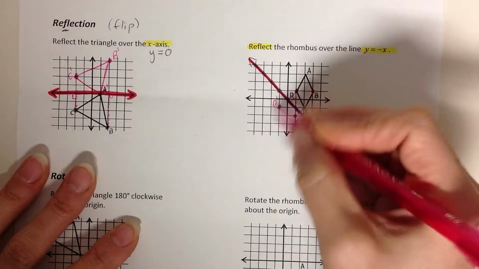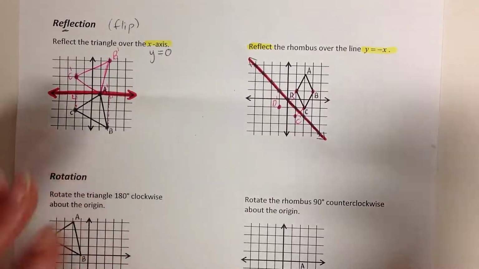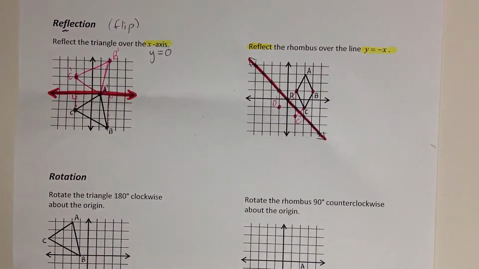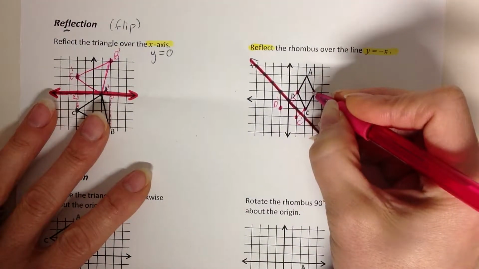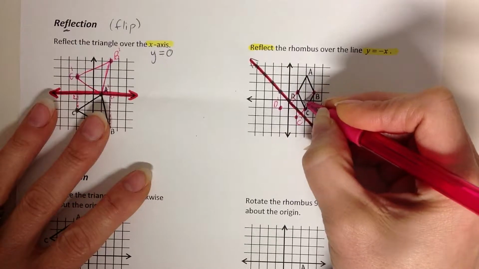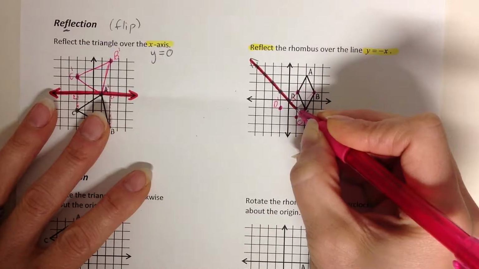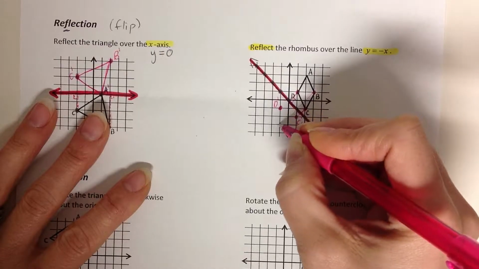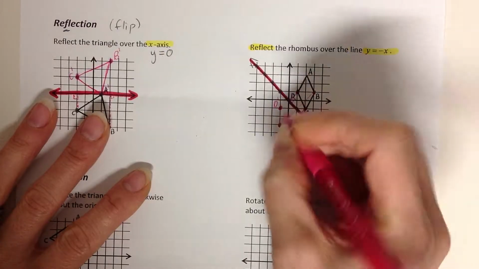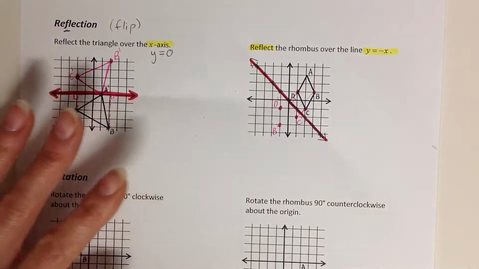Okay, let's look at B. B is a little tricky because there's a lot of stuff here. But you can put this on a separate sheet of paper and literally do one point at a time. Count your diagonals. 1, 2. That was 2 diagonals away. So 1, 2. Boom. B prime.